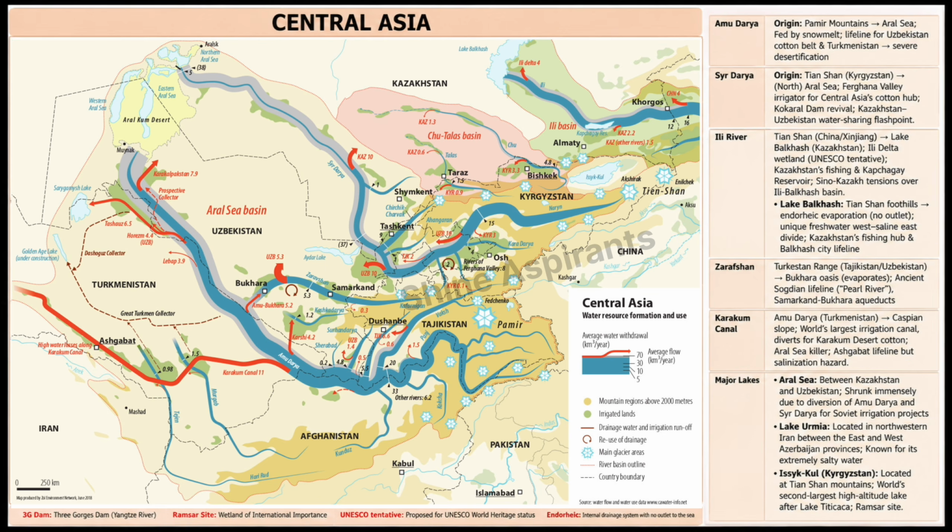Ili River. Origin, Tian Shan, China and Xinjiang, Lake Balkhash. Key facts. Ili Delta wetland, UNESCO Tentative List. Kazakhstan's fishing hub and Kapchagay Reservoir. Sino-Kazakh tensions over Ili-Balkhash Basin.